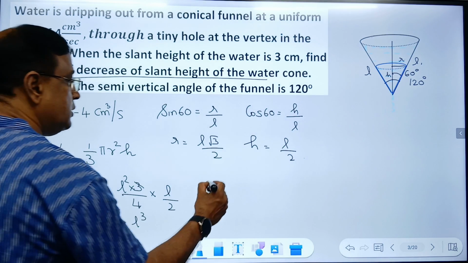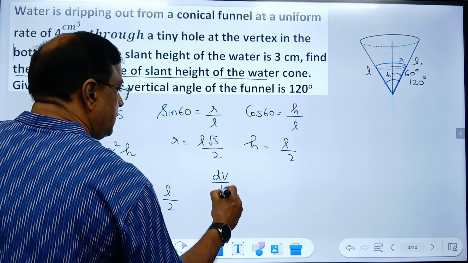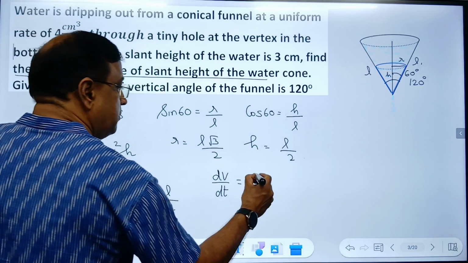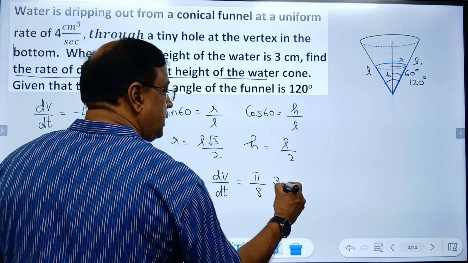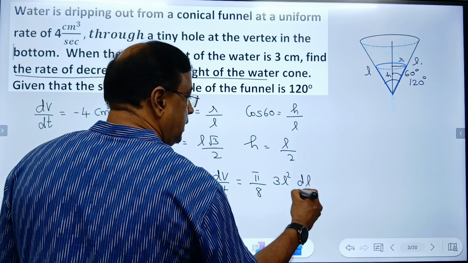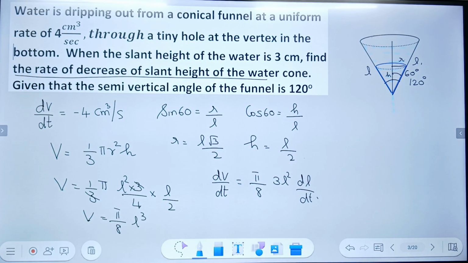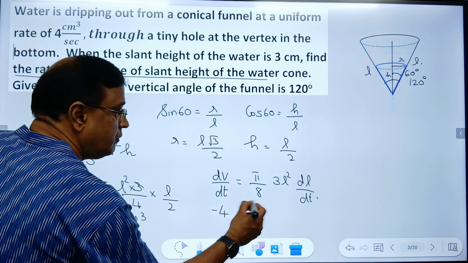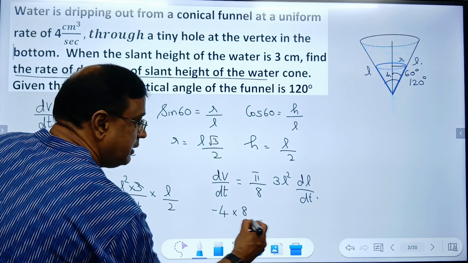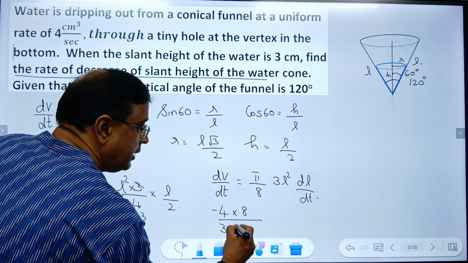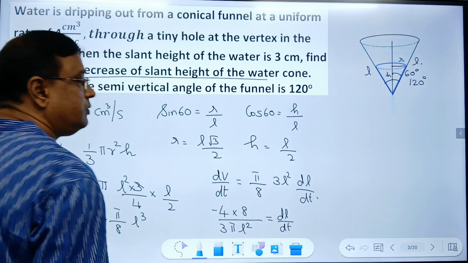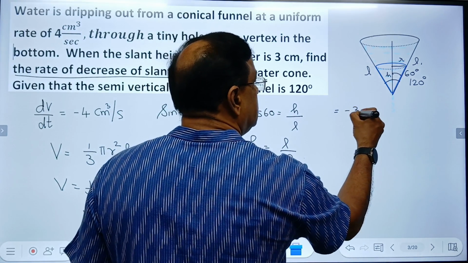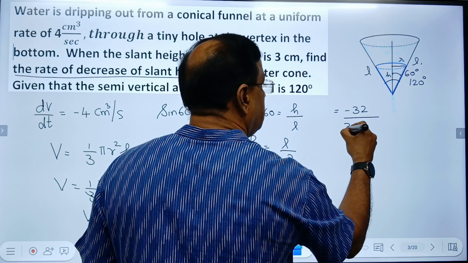Now you differentiate. What is dV by dt? dV by dt will be pi by 8 into differentiation of L cube, which is 3L square into dl by dt. Now what is dV by dt? dV by dt is minus 4. Now if I cross multiply, I get 8 divided by 3 pi L square equal to dl by dt. So this is minus 32 by 3 pi.